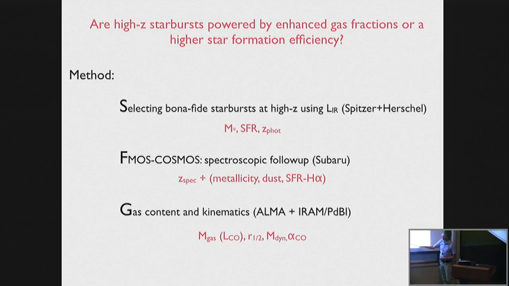Two of them, we're going to attempt to measure a dynamical mass by actually measuring the gas.